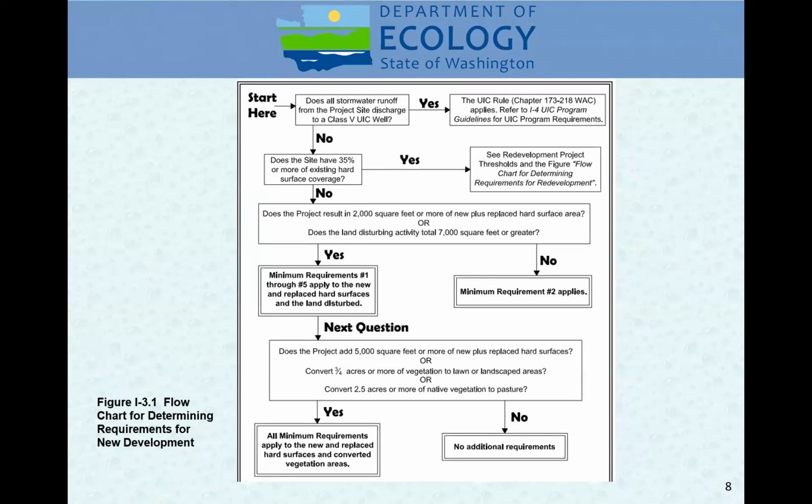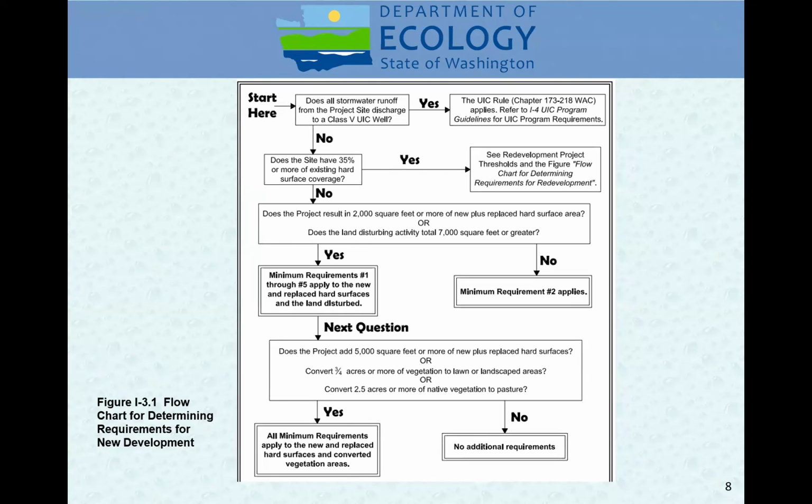If you aren't under the UIC rule, then we go back to what we did in the previous versions of this chart, and we identify whether you're new development or redevelopment. If your site has more than 35% existing hard surface, you're redevelopment, and you go to the redevelopment threshold flow chart. If not, you go through this one. It's fairly straightforward. These answers just deal with square footage, and you move from there.